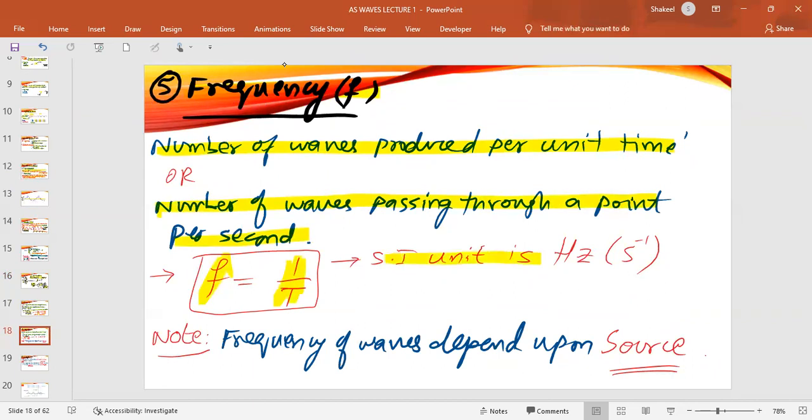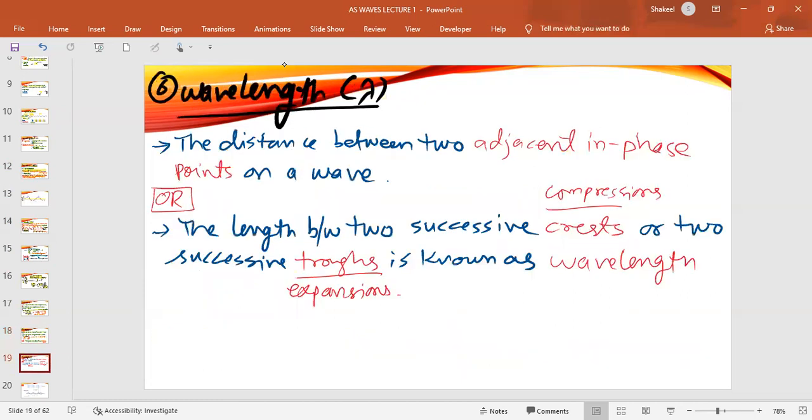Frequency is 1 over T, its SI unit is hertz or per second. You have to note that the frequency of a wave depends upon the source producing it. So only the source can change the frequency of the wave.